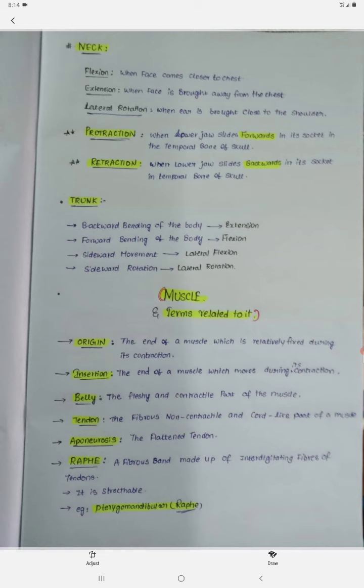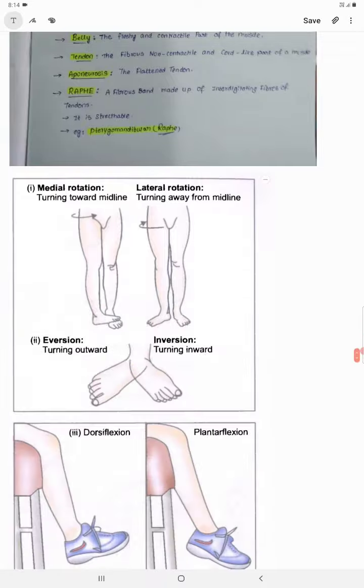It has origin, insertion, belly, tendon, aponeurosis and the raphe. I can briefly say about this. Origin means which is relatively fixed, and insertion means which is movable, and moves during the contraction. And coming to the belly and the tendon, the main difference is that the belly is the contractile part of the muscle and the tendon doesn't take part in the contraction of the muscle. Aponeurosis means a flattened tendon, and the raphe and the ligament have a main difference: the raphe is stretchable and the ligament is non-stretchable. Okay, this is all about the muscle.